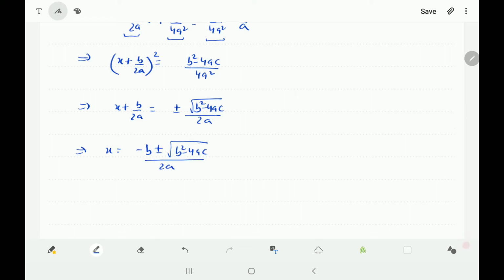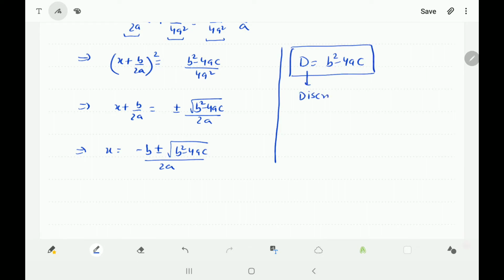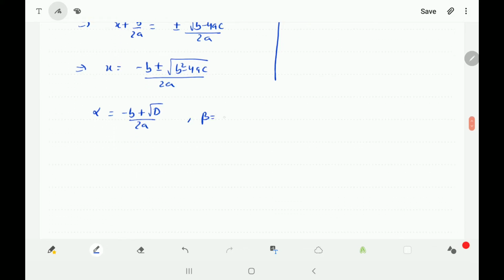Because this term is inside the under root and is quite an important term for us, we treat it as a variable d, b square minus 4ac, and we call it the discriminant. And this is quite an important term in the case of a quadratic equation. Okay, so our final roots are alpha is equal to minus b plus root d by 2a and beta is equal to minus b minus root d by 2a. It is our choice to consider this term as alpha or that term as alpha. It is our choice. Okay.